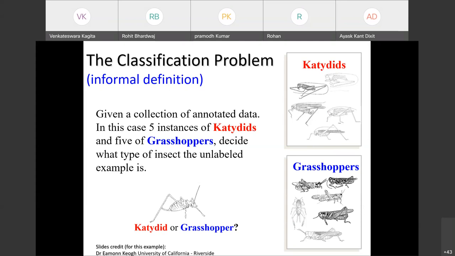they are labeled. Now, given a new insect image, we should be able to determine whether it is a katydid or grasshopper, right? So whether it is a katydid or grasshopper. So this is the problem, simple classification problem, binary classification problem.